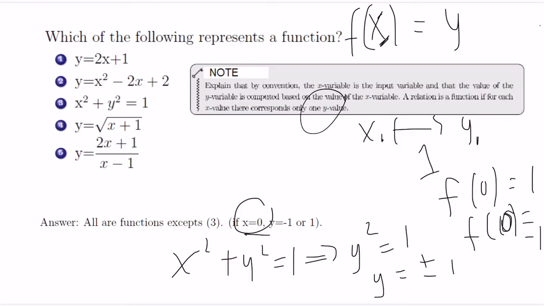Take note, there must only be one y value. Since there are two y values for number 3, 1 and -1, number 3 is not a function. The rest, 1, 2, 4, and 5, are functions. Meaning, if you substitute a value of x, we can only get a single value of y. Only one value of y.